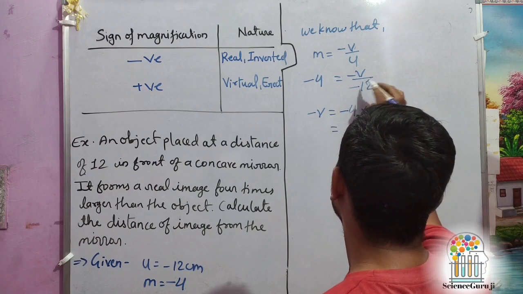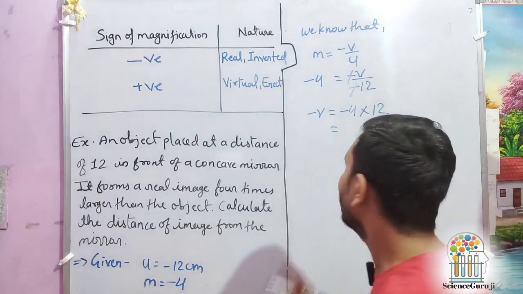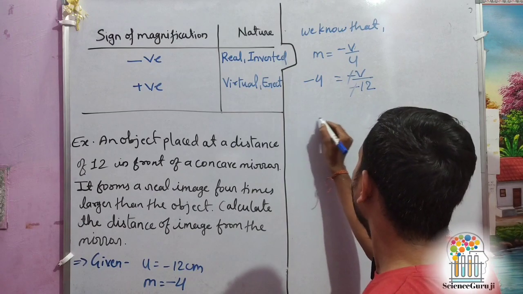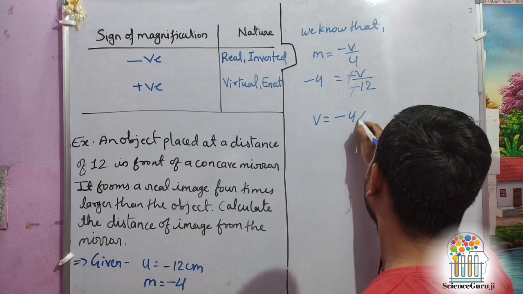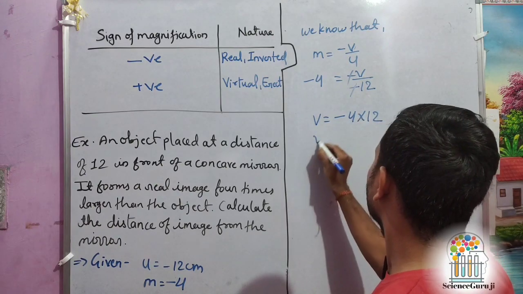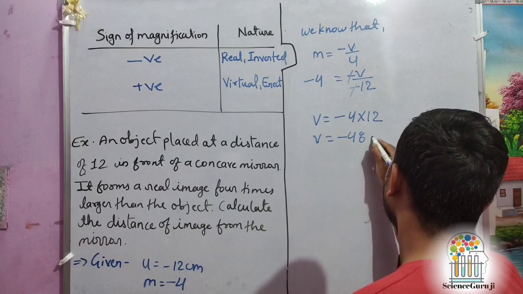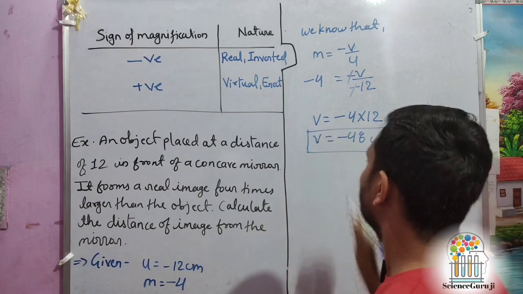First thing we can say that negative and negative got cancelled here. So we can say that v is equal to minus 4 into 12. So v is equal to minus 48 centimeter. This one is our answer.